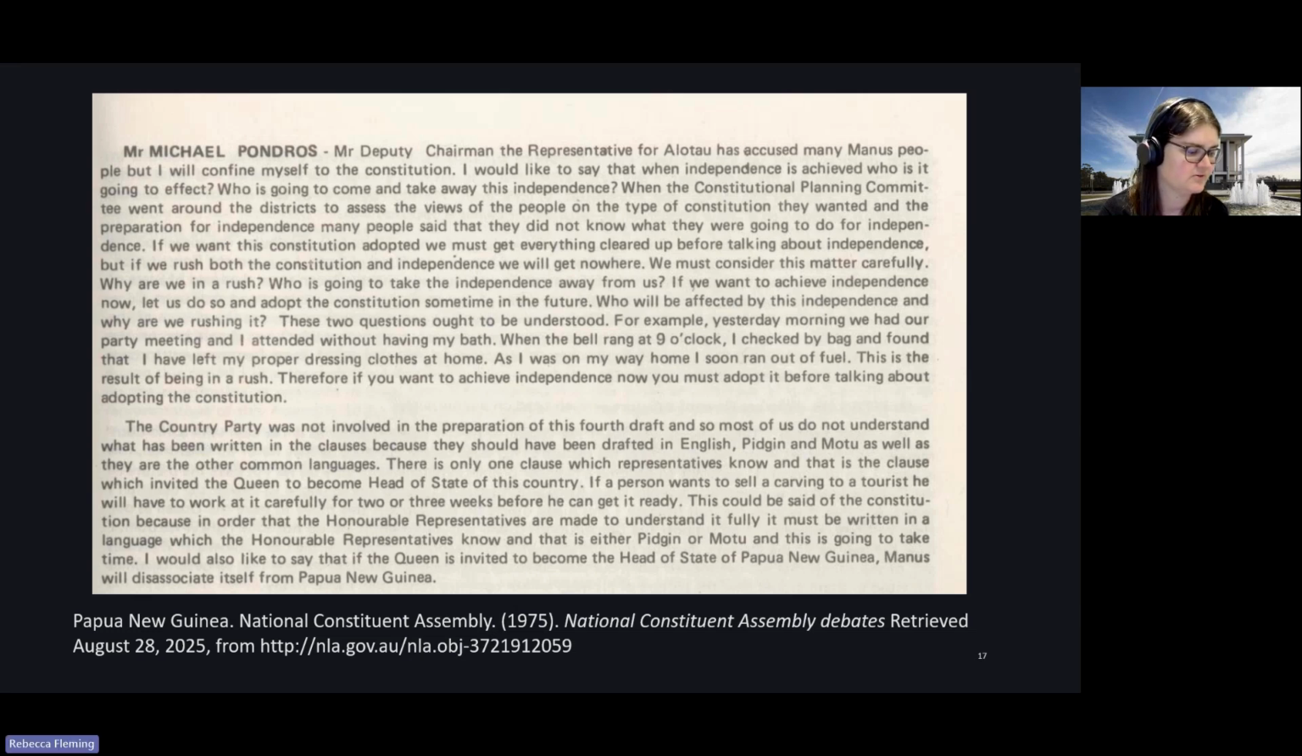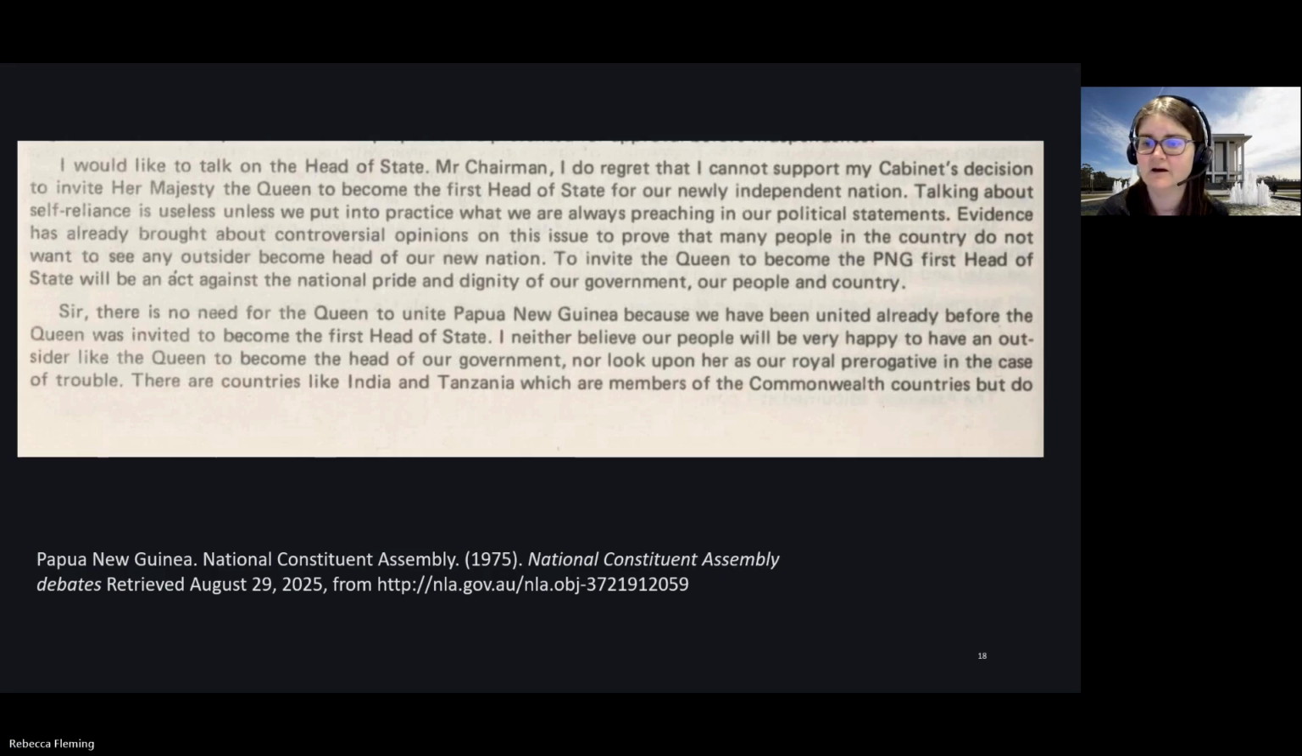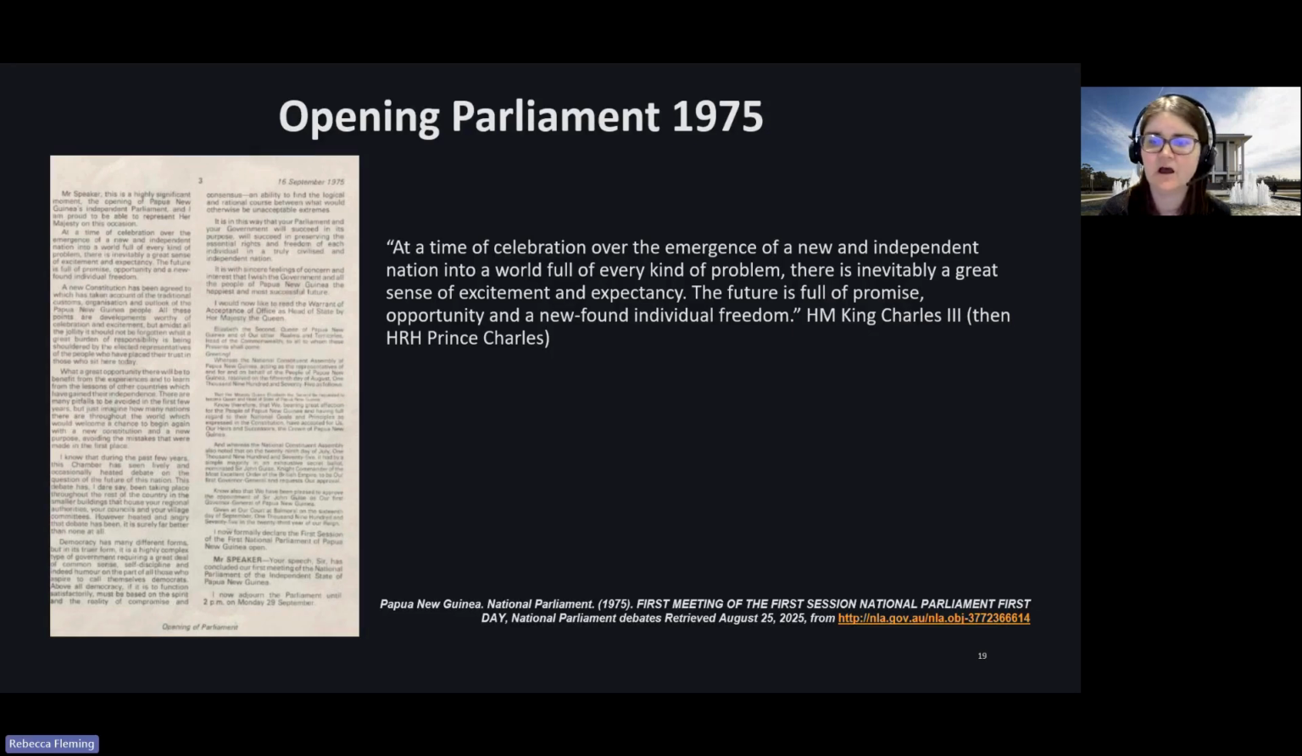And if we move on to another example, here, you can see more discussion about the Queen being the head of state and concerns about that decision. But others suggested that they weren't as concerned.